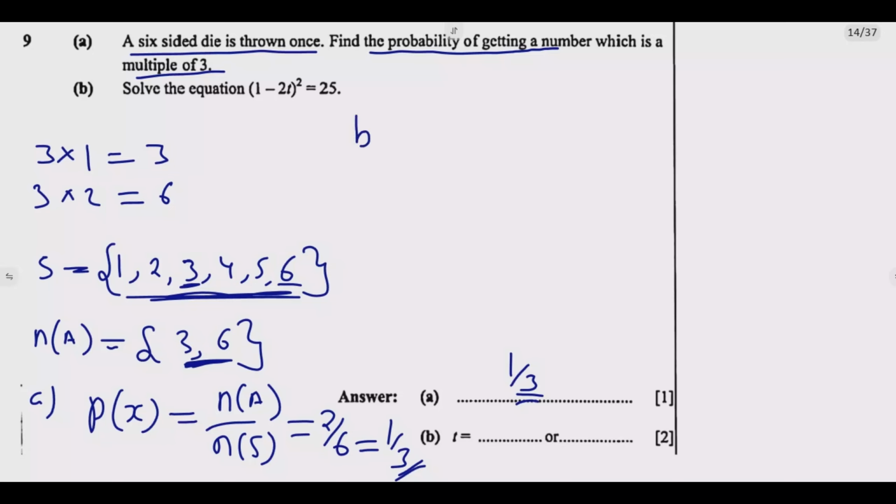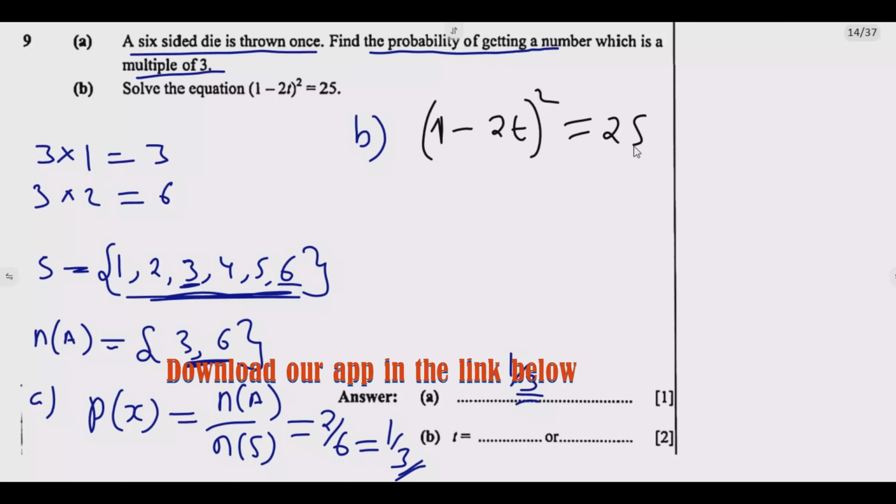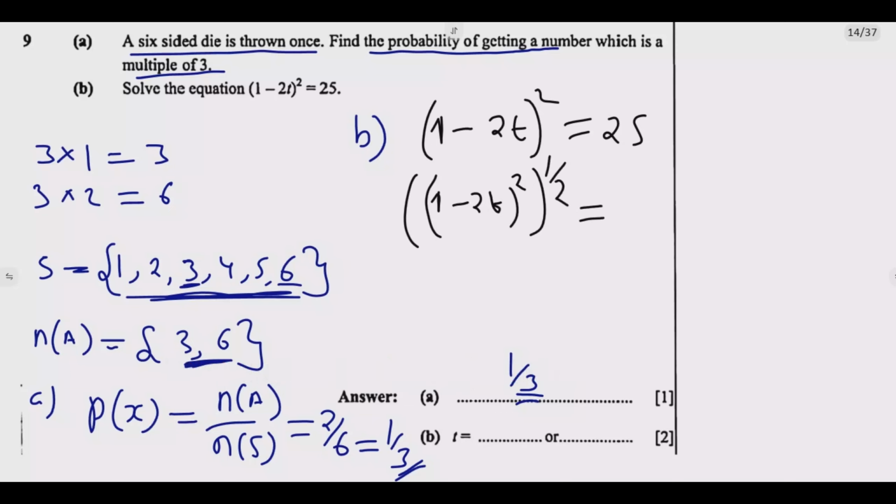We go to B. So B is just a matter of solving this equation. So I'm going to use a different color. So (1 minus 2t) squared is equal to 25. The longer route is expanding this, then you solve it. But the quicker way is just introducing the square root. So we say (1 minus 2t) squared, then we find the square root, which is the power half, is equal to the square root of 25. The square root is the same as to the power half, so half times 2 is 1.